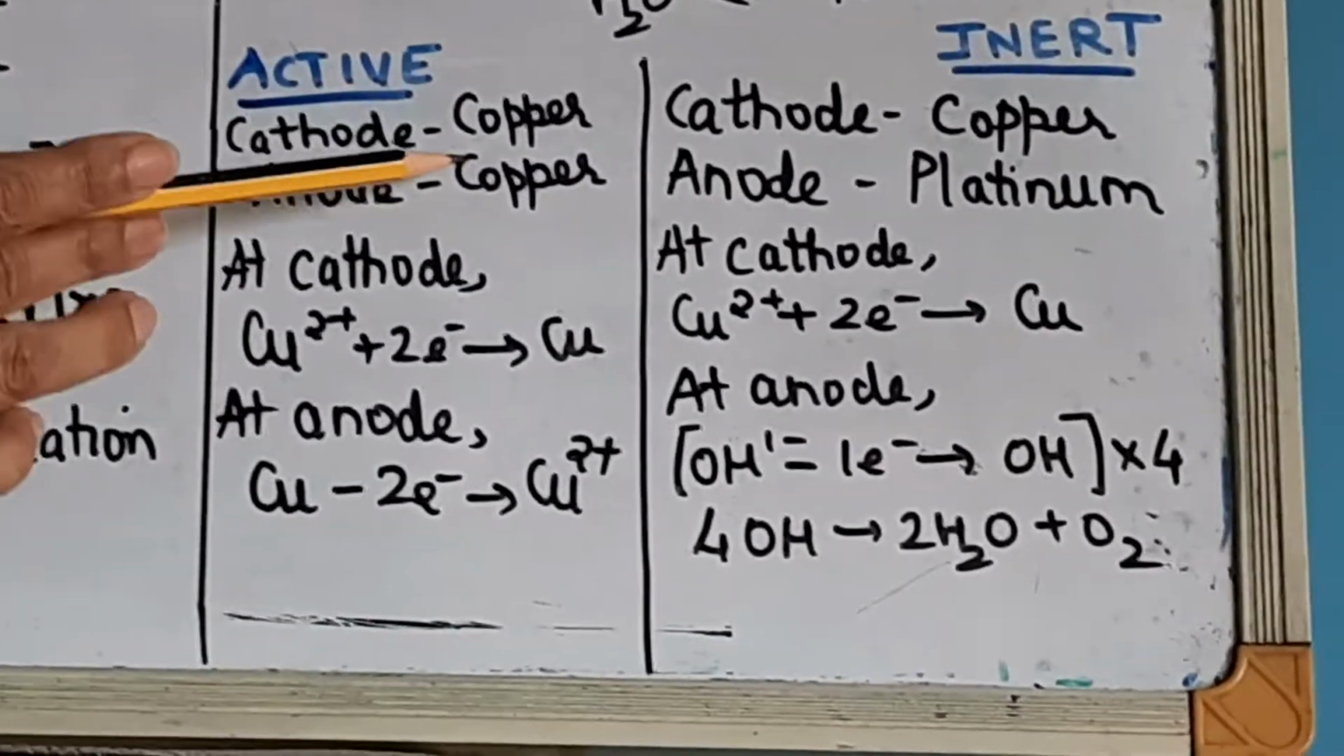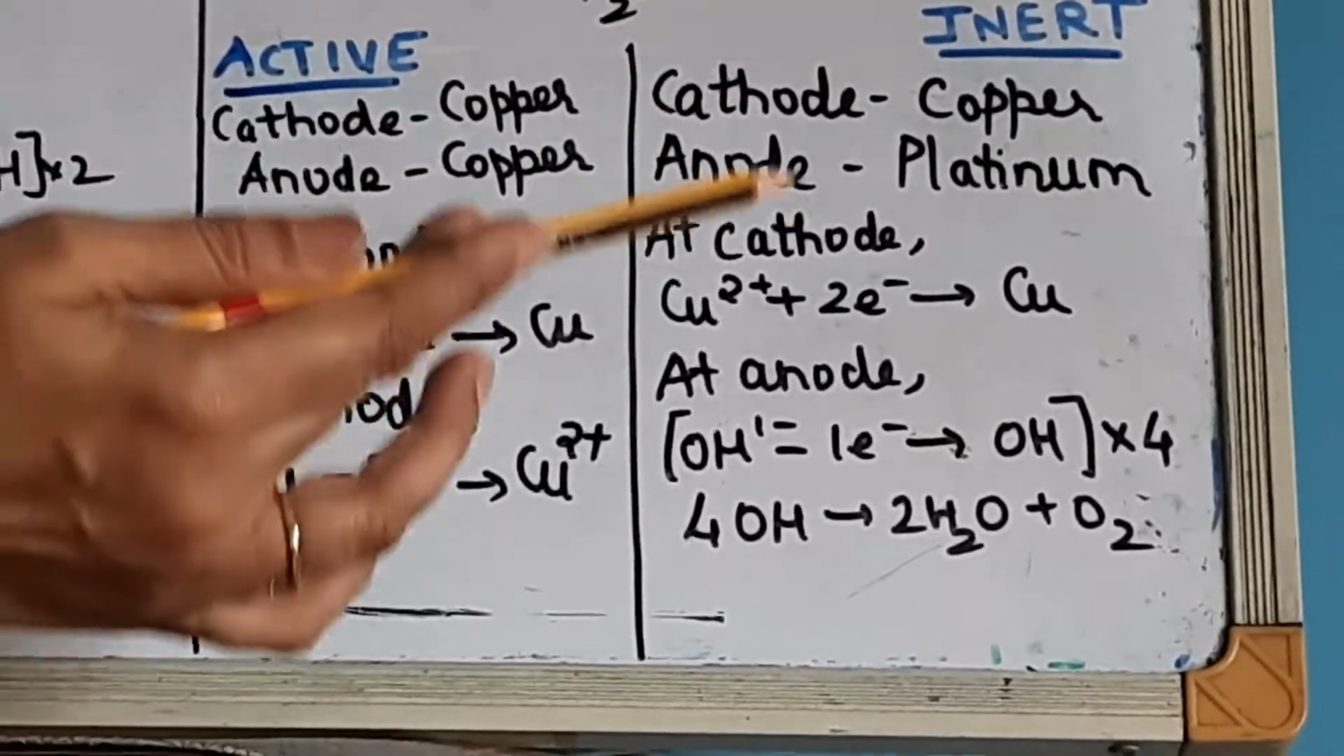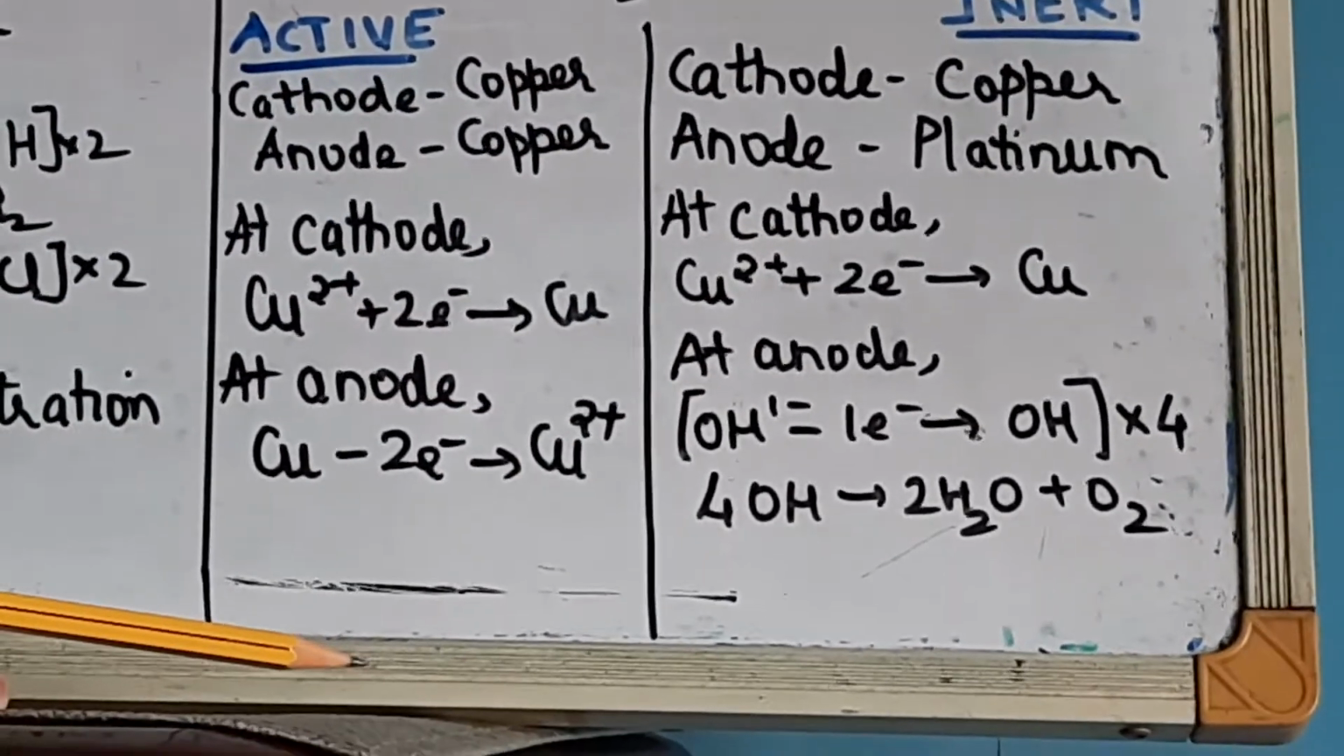So this is the scenario when we are using the active electrodes. Cathode and anode both are copper. Now let us see what happens when you are using the inert electrodes.